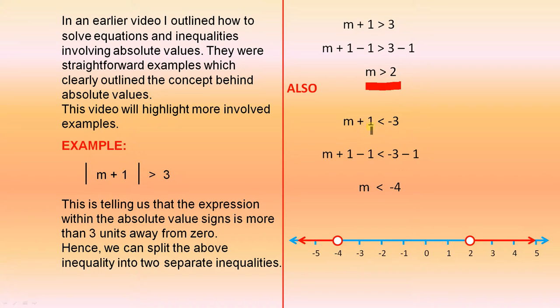We also have m plus 1 is less than minus 3, because it has to be 3 units away from 0. So it has to be to the left of minus 3. So when we simplify that, we have m is less than minus 4. So when we graph these two, m is greater than 2 is there, and m is less than minus 4 is here. Notice the circles are not full, because it's a less than sign, and that is the answer.